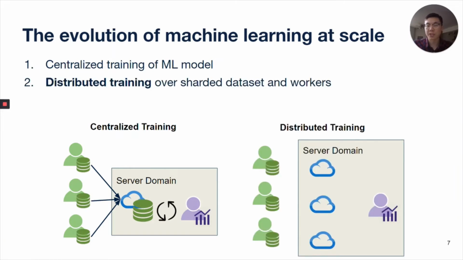This has birthed distributed training. In distributed training, clients also send their data and they are stored on the server domain, and a parallel machine learning process occurs over these sharded datasets and sharded workers in the server's system.